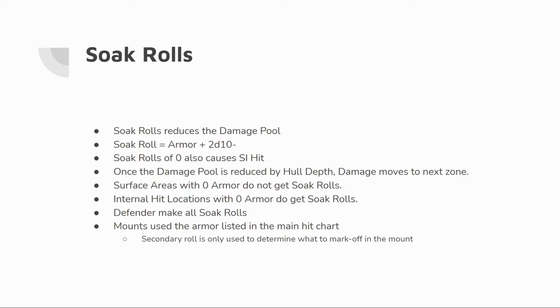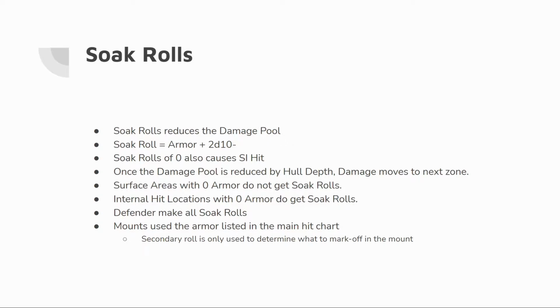Soak rolls. Soak rolls are what reduce the damage pool. Blowing stuff up does not reduce the damage pool, only the soak rolls do. This is what gives us a lot of variability in how damage is applied to a ship. So a soak roll is simply the armor, either the surface armor or the internal armor of the item being hit, plus a 2d10 minus roll.